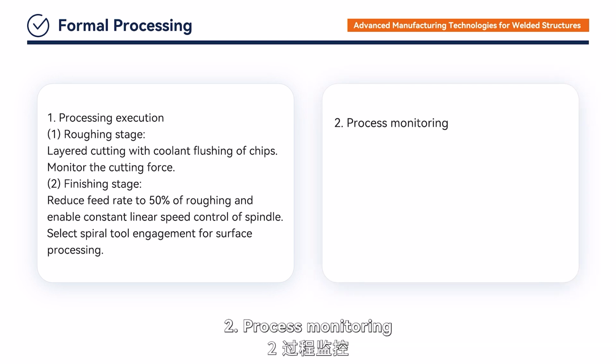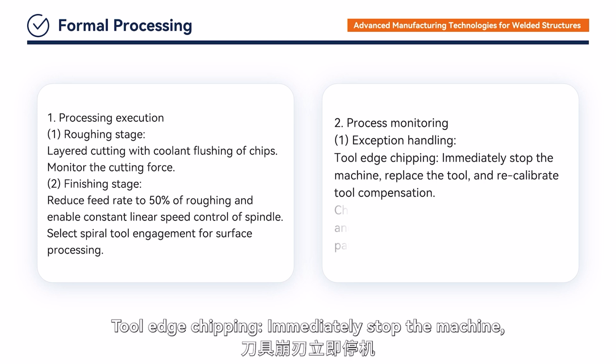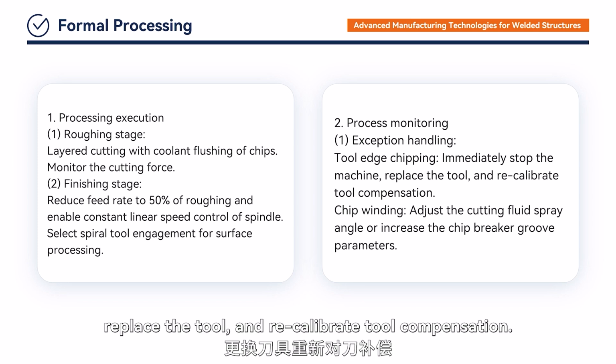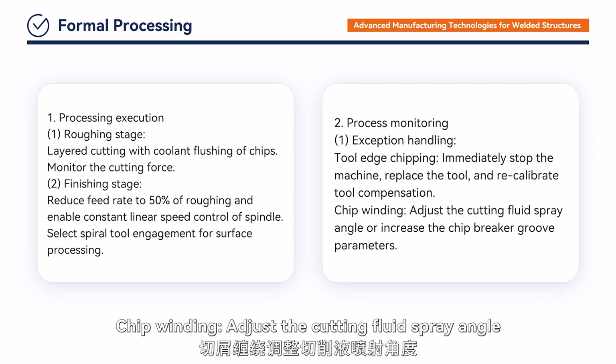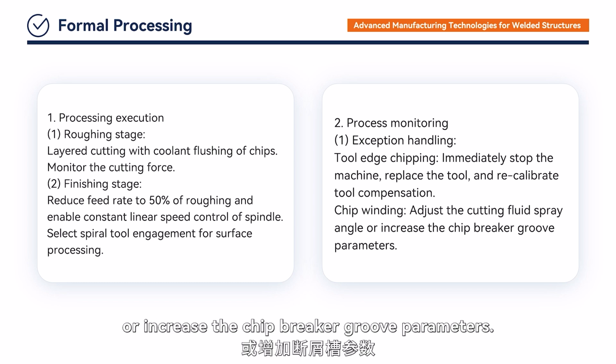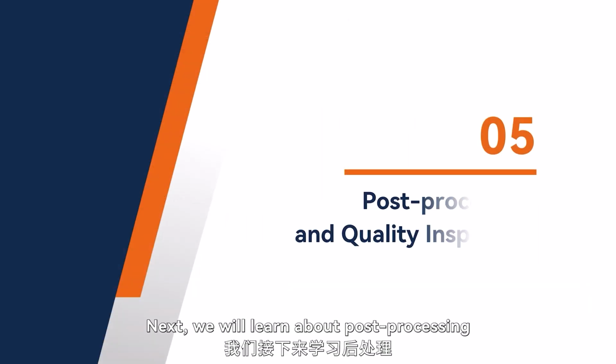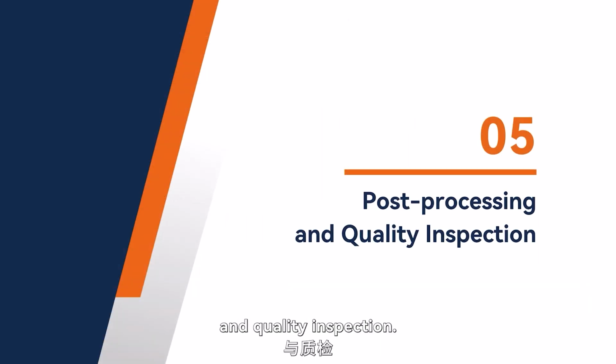2. Process monitoring. 1. Exception handling. Tool edge chipping. Immediately stop the machine, replace the tool, and recalibrate tool compensation. Chip winding. Adjust the cutting fluid spray angle or increase the chip breaker groove parameters. Next, we will learn about post-processing and quality inspection.